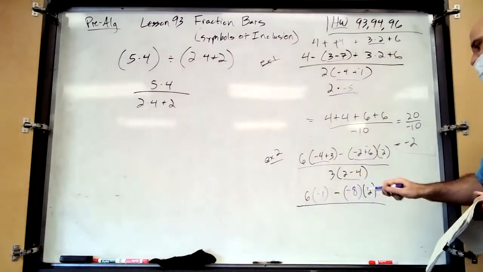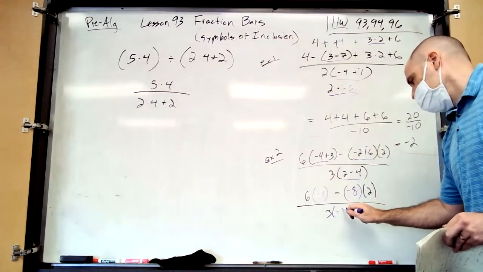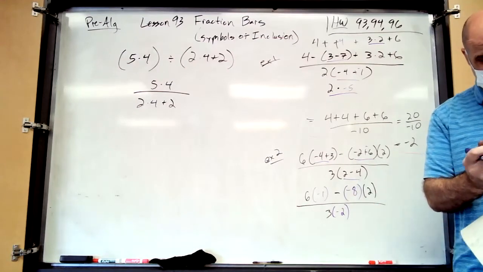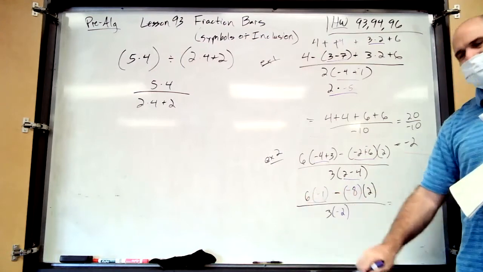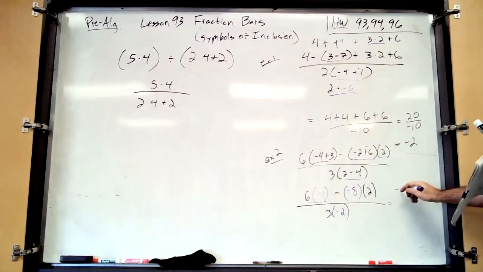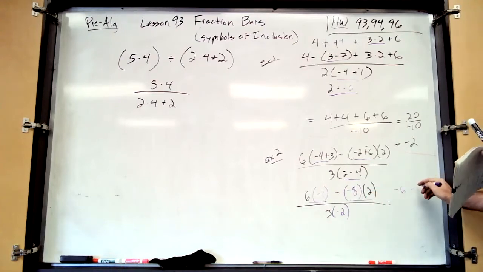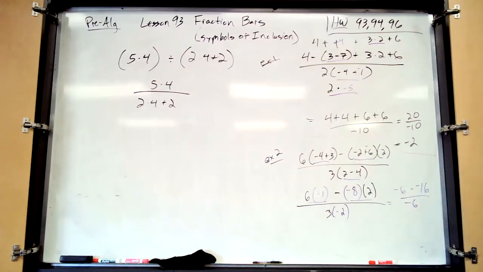All right, and then I'm going to do this. What's 2 minus 4? -2. Yep. So there's a multiplication problem down there. All right. So let's do that. So then what's 6 times negative 1? -6. Negative 6 minus what's negative 8 times 2? -16. Negative 16. So what's negative 6 minus negative 16?